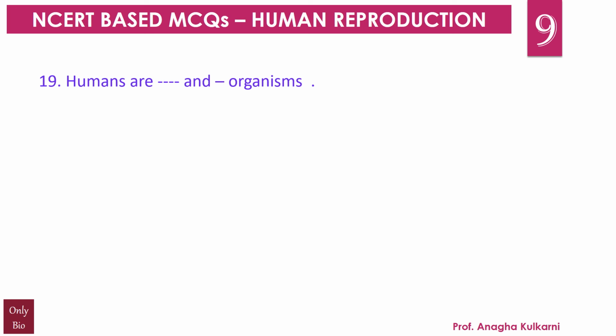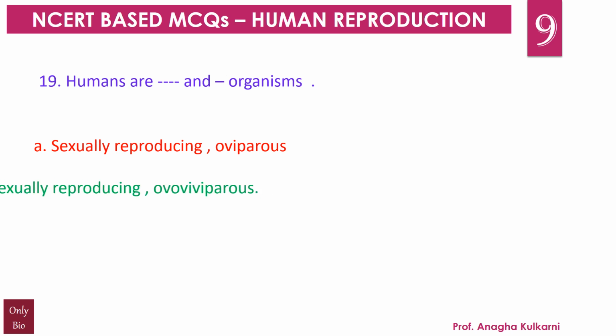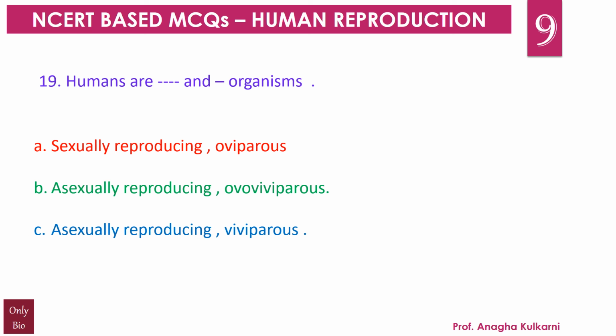Question number 19. Humans are dash and dash organisms. A. Sexually reproducing and oviparous. B. Asexually reproducing and ovoviviparous. C. Asexually reproducing viviparous. D. Sexually reproducing and viviparous. And the correct answer for this question is D. So humans are sexually reproducing and viviparous organisms.